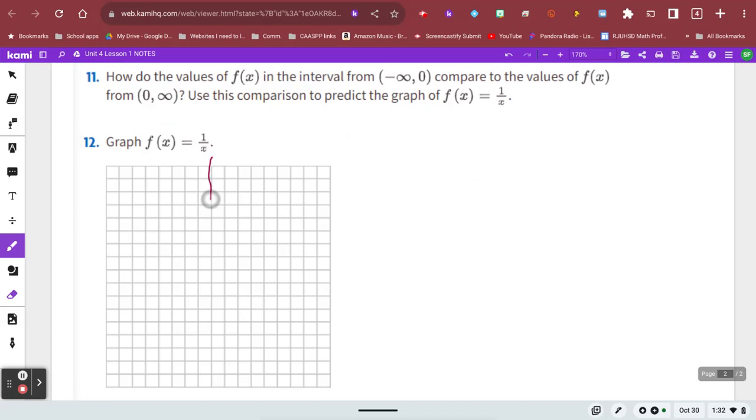Let's draw. Whoa, that's a pretty bad line. Okay, let's see.